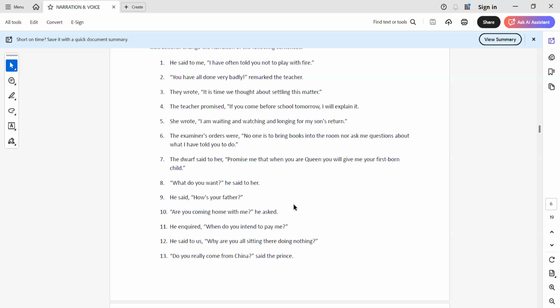The examiner's orders were: the examiner ordered that no one should bring books into the room nor ask her questions about what she had told us to do. Correct. So it would be no one has to bring books. No one should bring books, right? Yeah, correct.